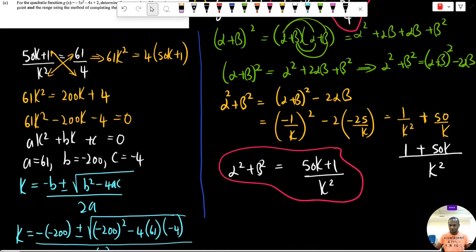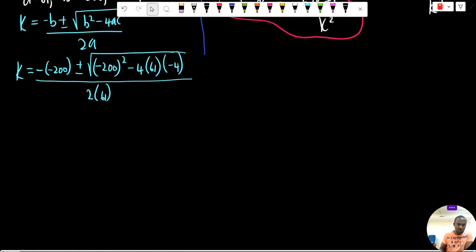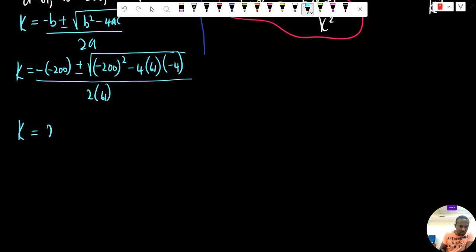But what happens if k is not working out to be a whole number? Well, let's see what k works out to give. So, continuing from here, we see that k is equal to 200 plus or minus the square root of. Now, what is minus 200 squared? That looks like 40,000. So we have 40,000. Now here we have negative 4 times negative 4 to give us a positive 16. And then positive 16 times 61. See what that gives us.